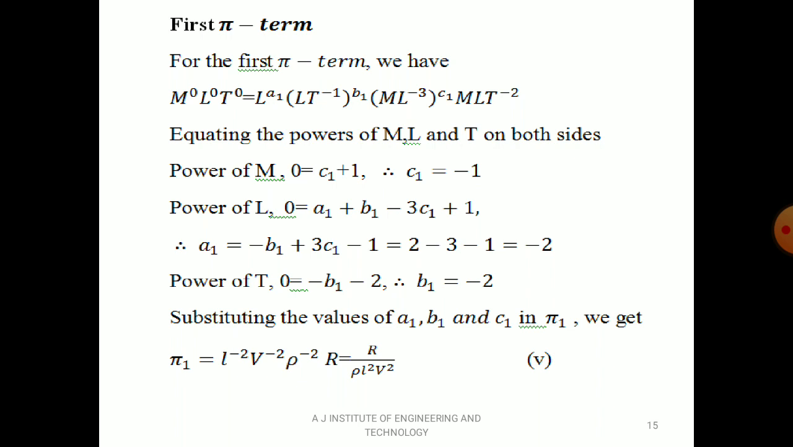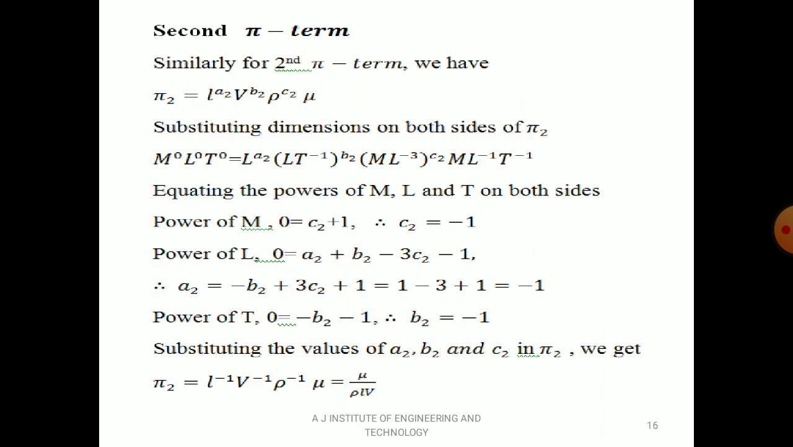So that's what I told, rho has power minus 1, so when it goes to denominator it becomes positive, rho divided by L square, or R divided by rho L square V square. So that is like L to the power minus 2, V to the power minus 2, rho to the power minus 1, that goes to denominator and becomes positive. So R divided by rho L square V square, there is an expression for pi 1. Take it as expression 5.